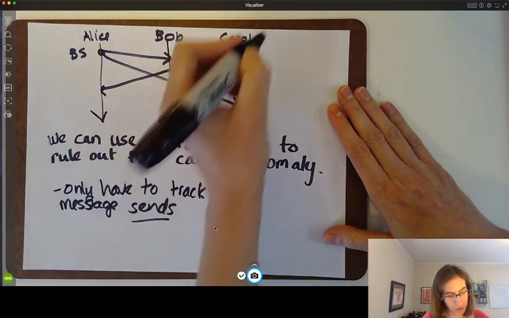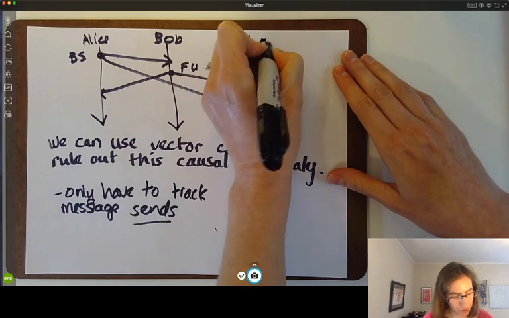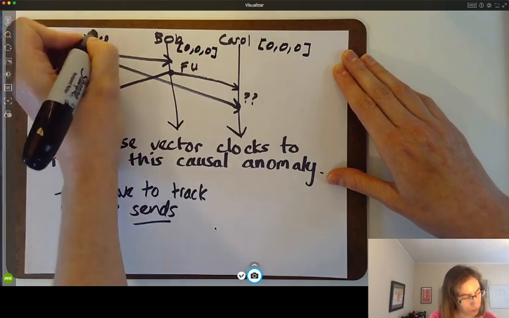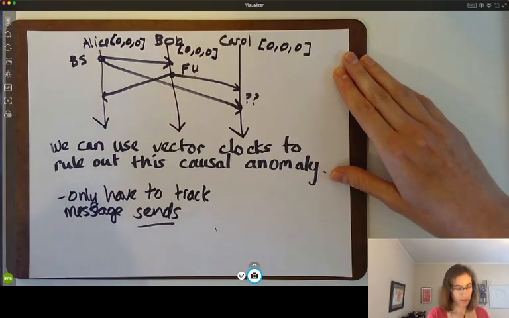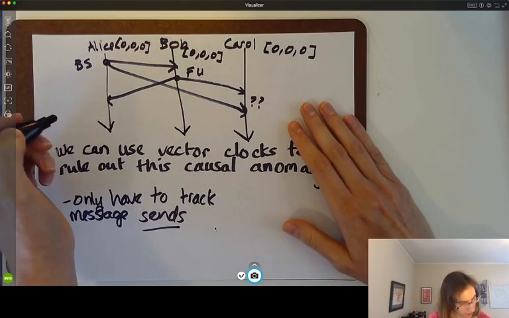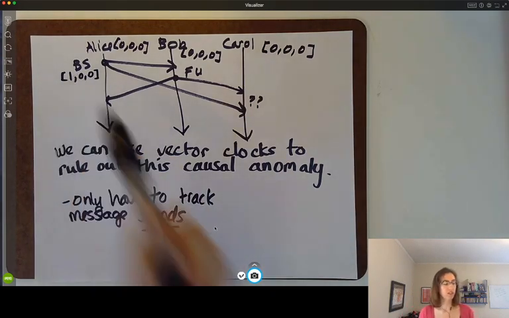Recall from our discussion of vector clocks that everybody starts out with a local vector clock initialized to zeros. So Carol has a local vector clock of 0, 0, 0, and Bob has one of 0, 0, 0, and Alice has one of 0, 0, 0. Alice sends her message. What vector clock does that message have attached to it? It should be 1, 0, 0, because she's now sent one message, right? So she increments her own position in her local clock.